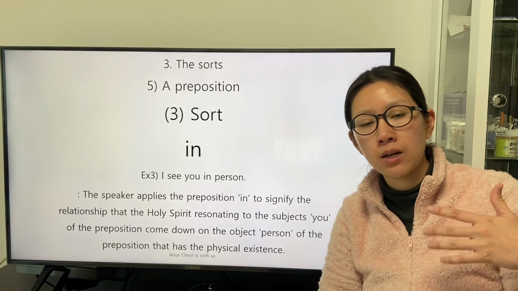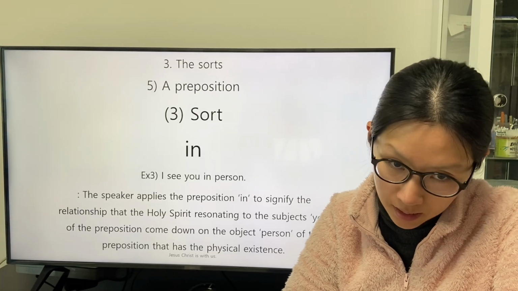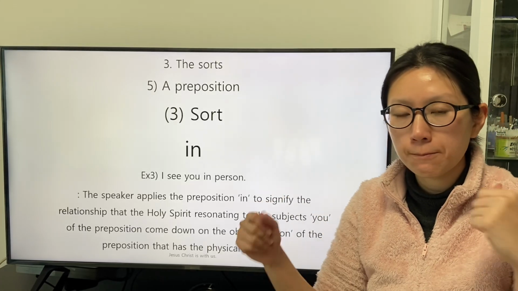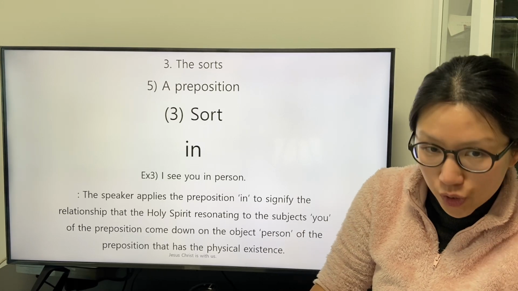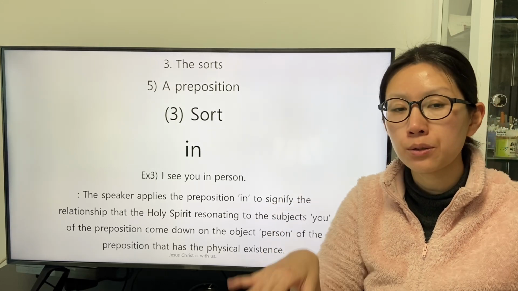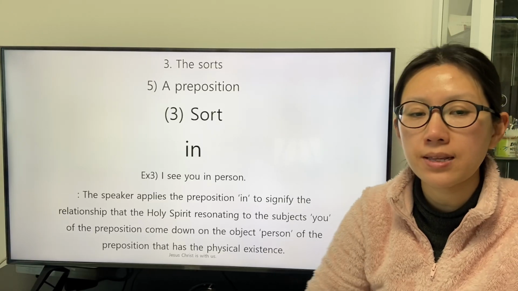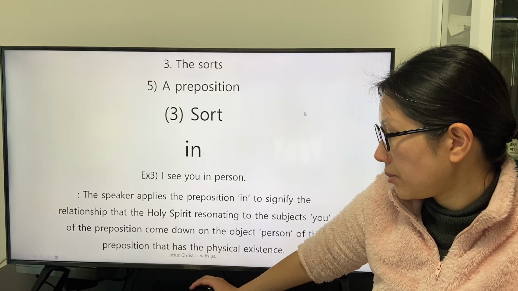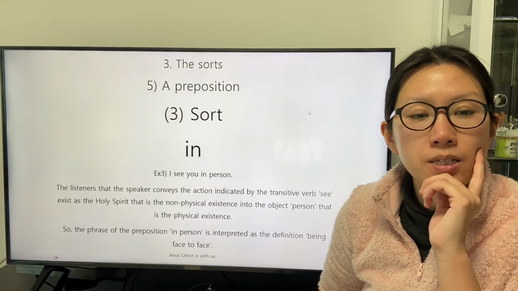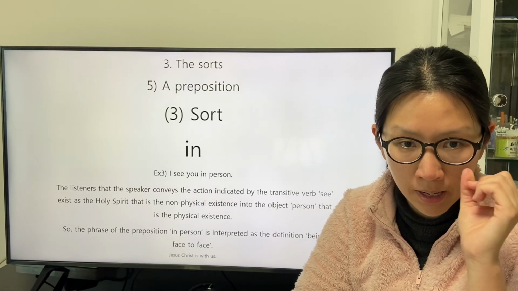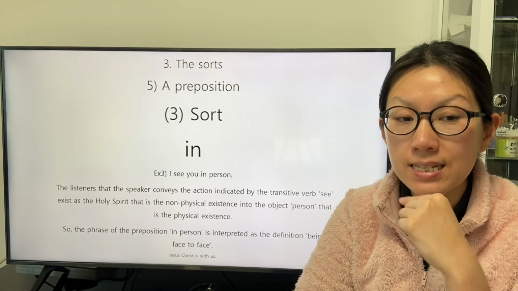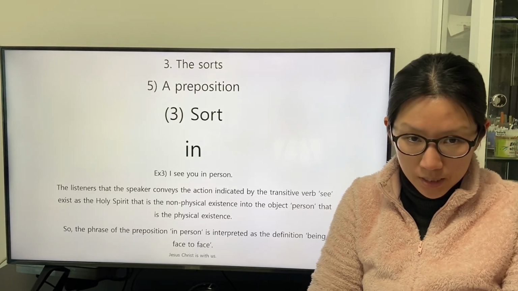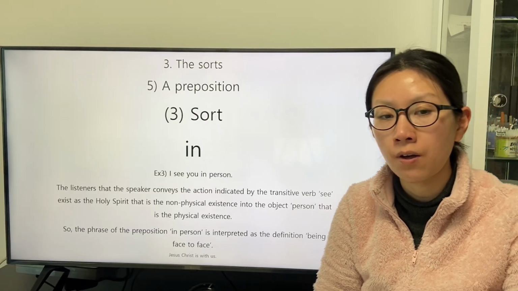The speaker applies the preposition in to signify the relationship that the Holy Spirit resonating to the subject you of the preposition comes down on the object person of the preposition that has the physical existence. The listeners that the speaker conveys the action indicated by the transitive verb see exist as the Holy Spirit, that is the non-physical existence, into the object person, that is the physical existence.